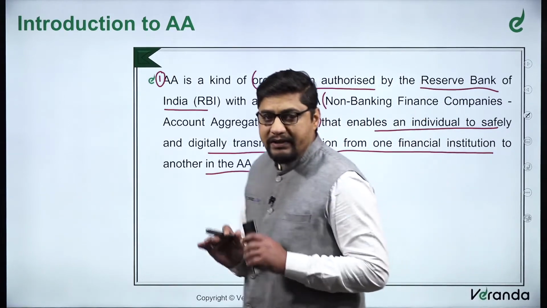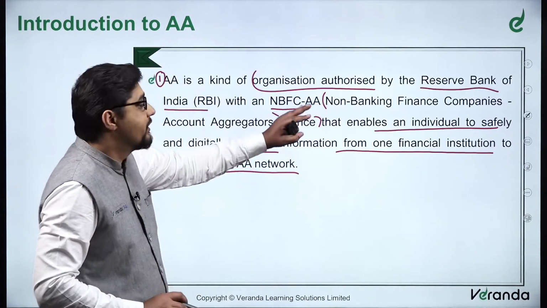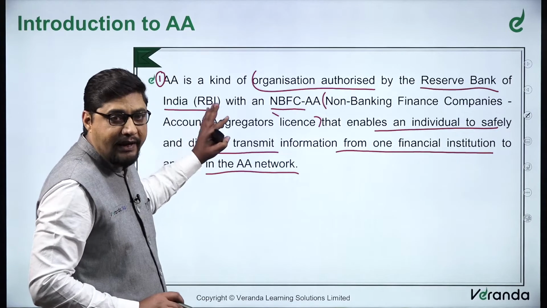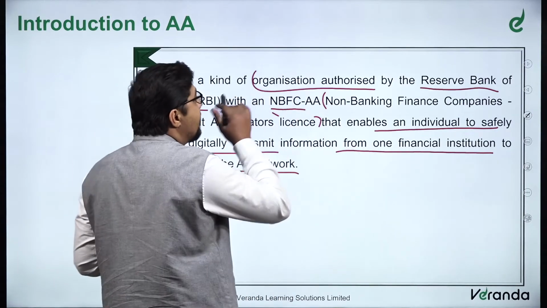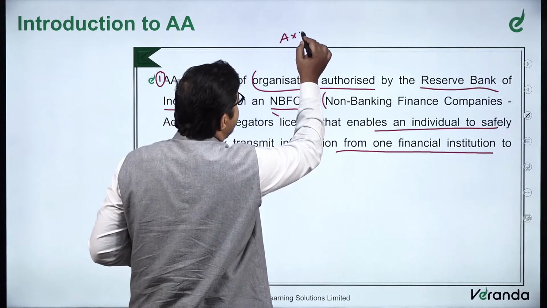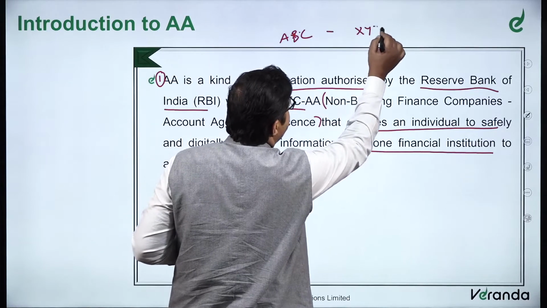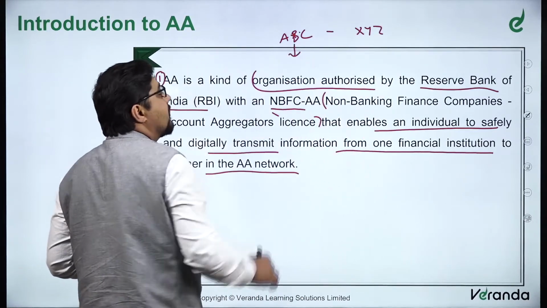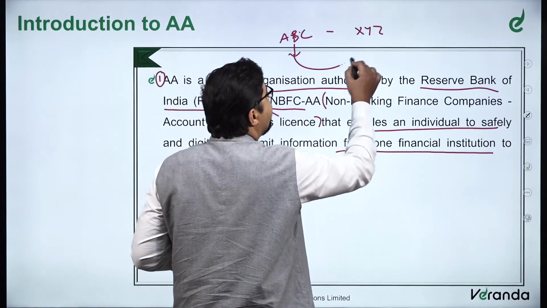So what is it in simple terms? First, this is an organization recognized by the RBI, that we agree. Now this will enable an individual. So let's say you have an account in one particular bank, ABC, and there is another bank, XYZ. Now you have a connection with this bank, and you want to share the information of this bank with the other bank.